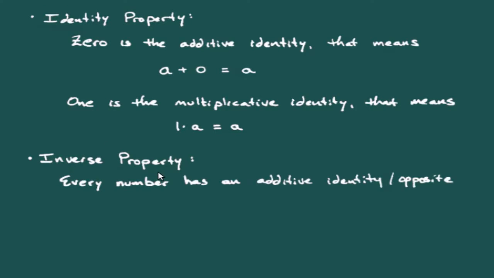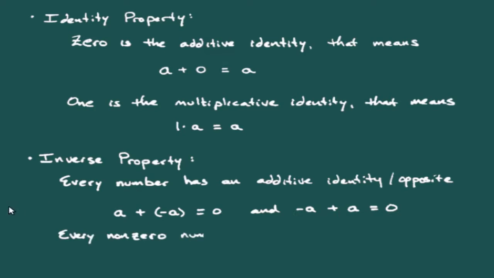Now the inverse property says that every number is going to have an additive inverse, or an opposite. So here, if we have a plus a negative a, we get the opposite by just putting a negative sign on the number. So a plus negative a is going to put us back to 0. And negative a plus a is also going to put us back to 0.